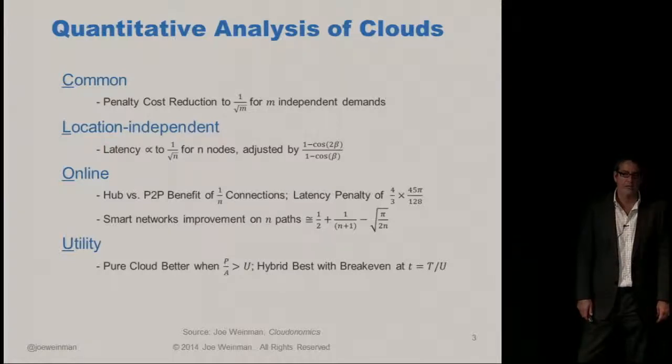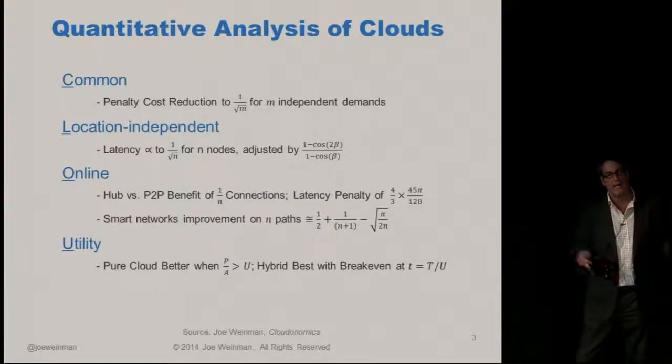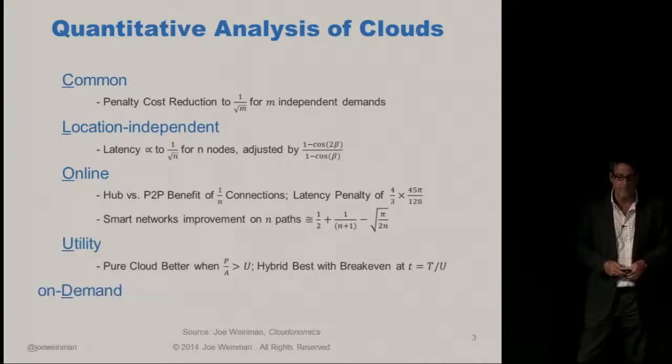So not only can you show, though, that even if the cloud is more expensive, that you should still use it, but also you can show that hybrid architectures are cost optimal, and the degree to which you should be in private cloud versus public cloud depends on the peak to average ratio. The fifth element of the cloud, I would claim, is on-demand resources, which encodes both elasticity and virtualization.